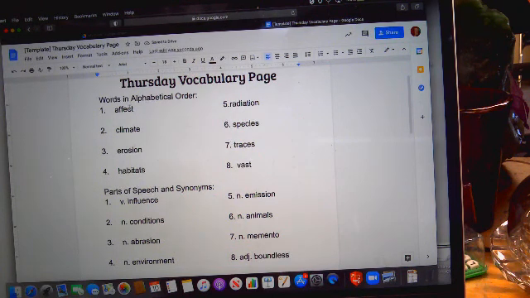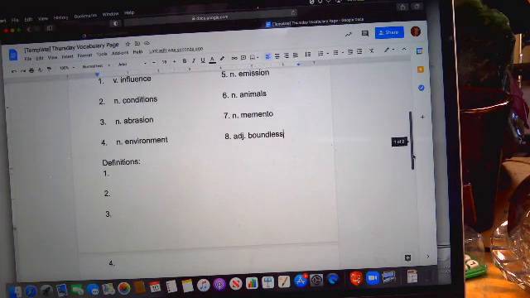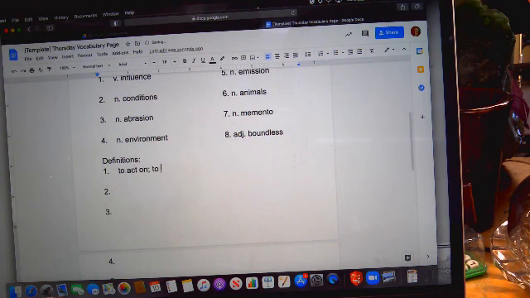Okay, so we've done the first two sections. Number 1 matches number 1. Number 2 matches number 2. Number 3 matches number 3. 4 matches 4. So we're going to move on to do the next part, which is definitions. And so for number 1, the word is affect. So it means to act on, to affect change.